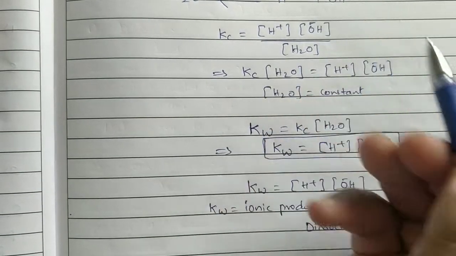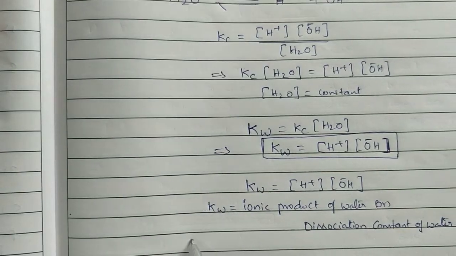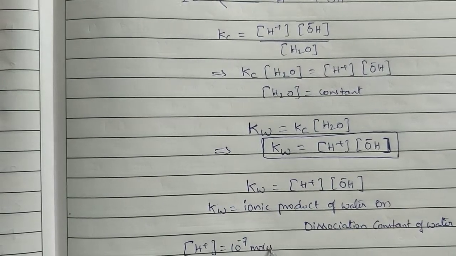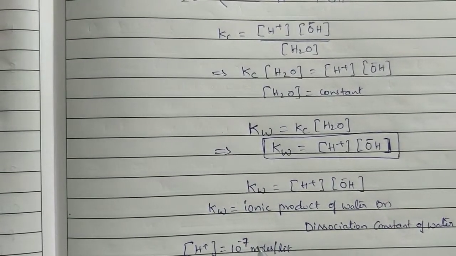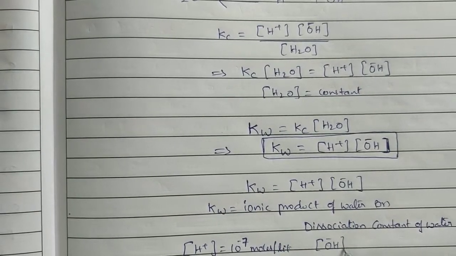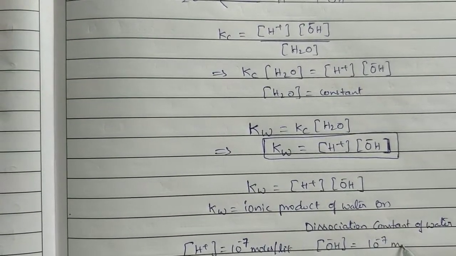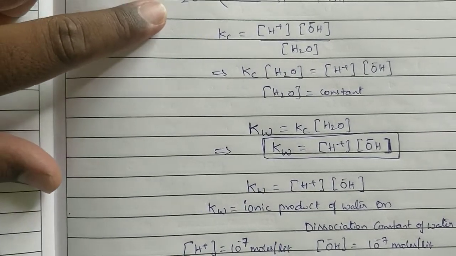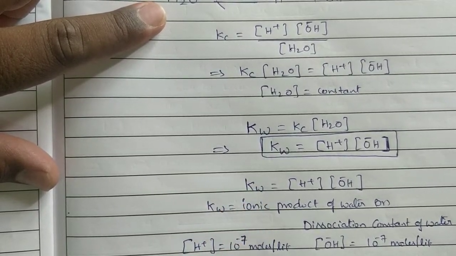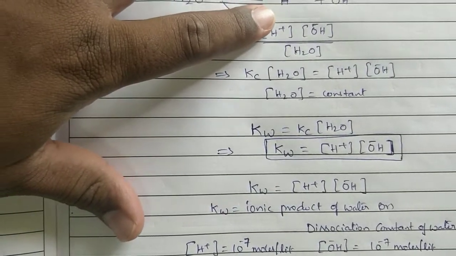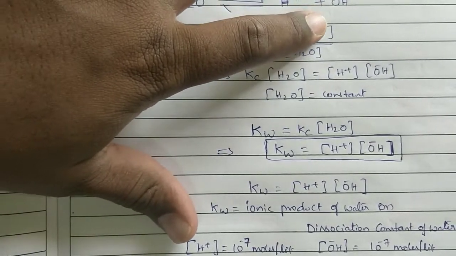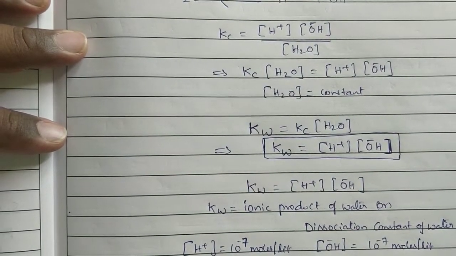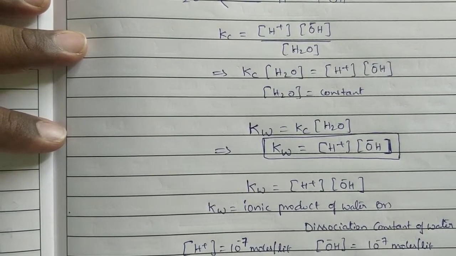Scientists found that in this dissociation, concentration of H plus is equal to 10 power minus 7 moles per liter and concentration of OH minus equal to 10 power minus 7 moles per liter. That means when we take 1 mole per liter H2O, in that 10 power minus 7 moles per liter H plus, 10 power minus 7 moles per liter OH minus ions will be present. That means 10 power minus 7 part is undergoing dissociation. That is very low dissociation.